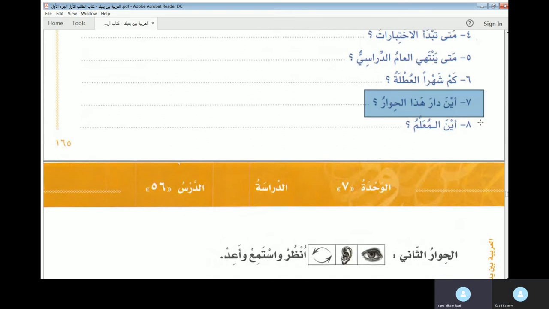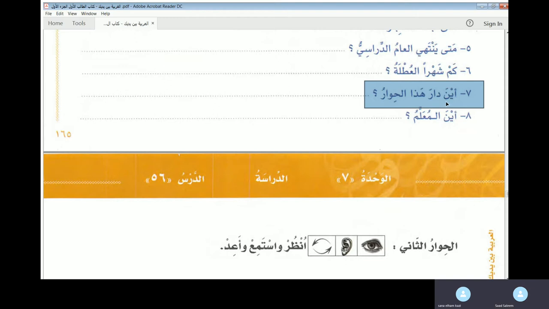Ayna dara hadha al-hiwar? Where did this dialogue take place? Dara means took place. Hiwar is dialogue, right? Yes, hiwar means dialogue and dara means took place. Okay, where did the dialogue take place? In the school, not in class, outside of class. So how will you say it? Fil madrasa. Dara hadha al-hiwar fil madrasa. Madrasa.